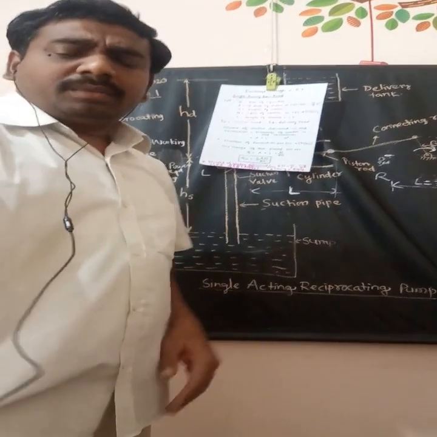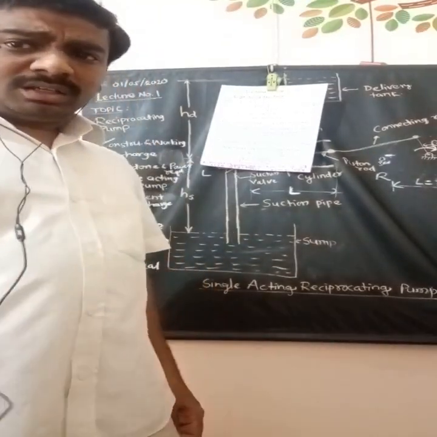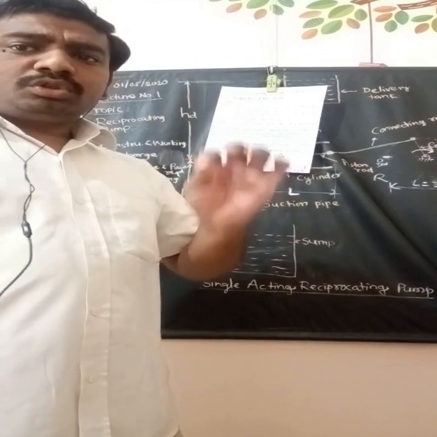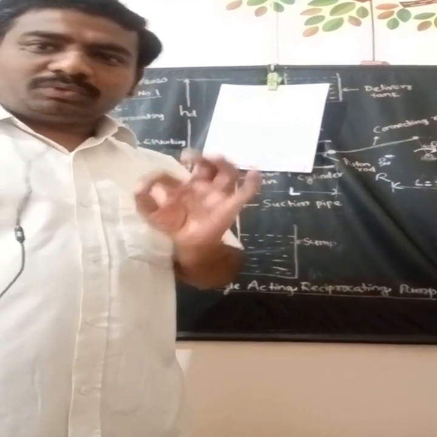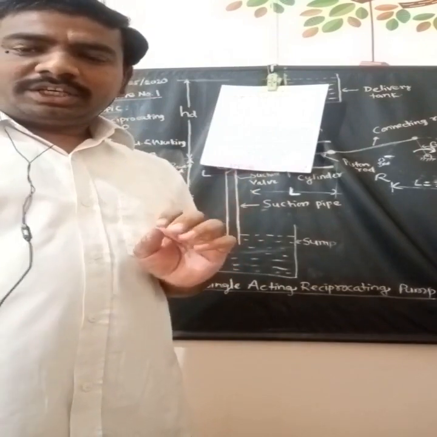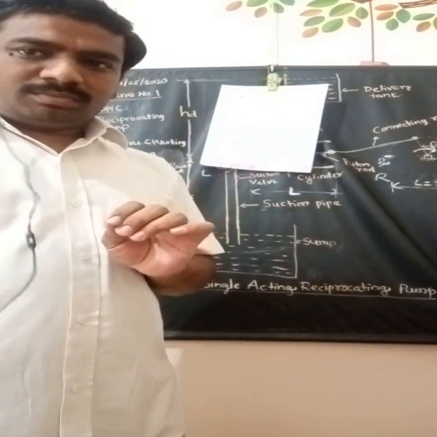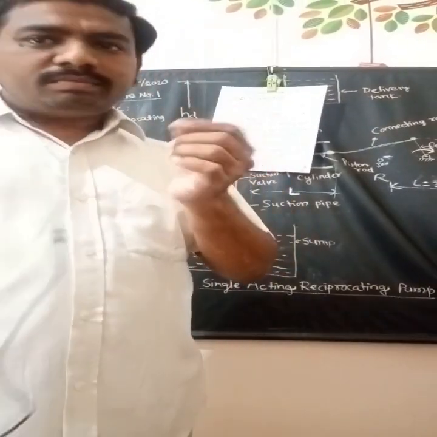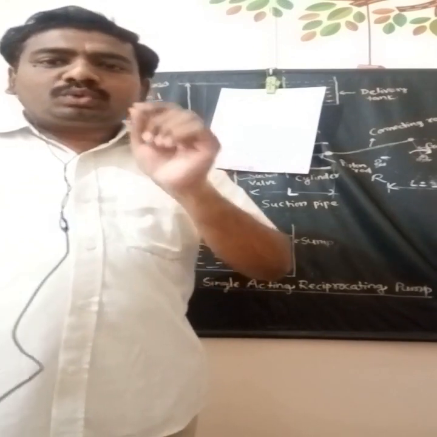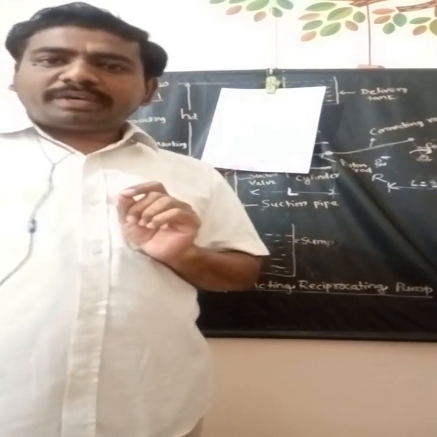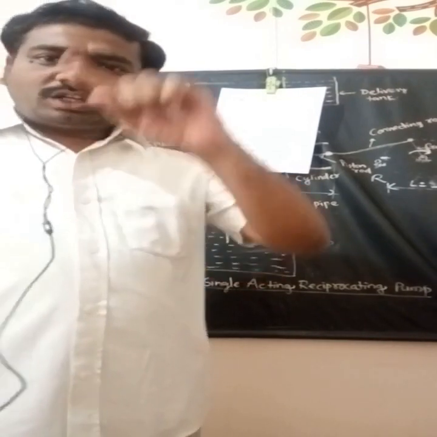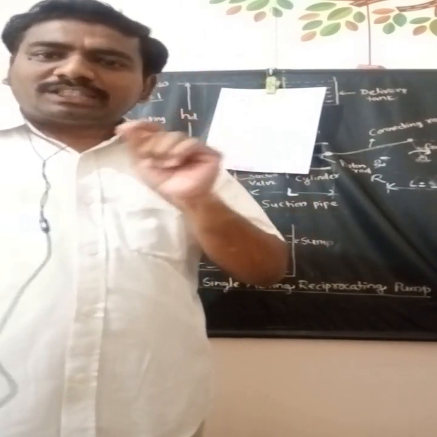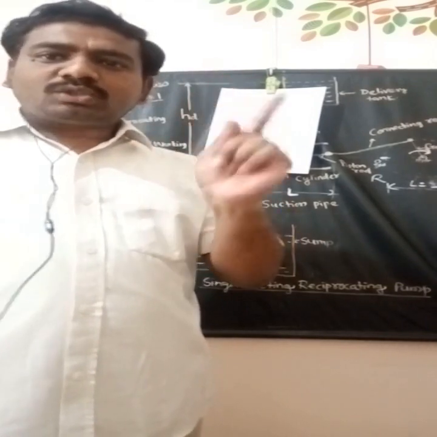Now let us see how much weight of water is delivered per second. The weight of water delivered per second we represent as W dot, which means W by S, the weight of water lifted per second. Weight equals mass into g, W equals mg, divided by second. But m by S is the mass flow rate, which can be represented as rho AV.